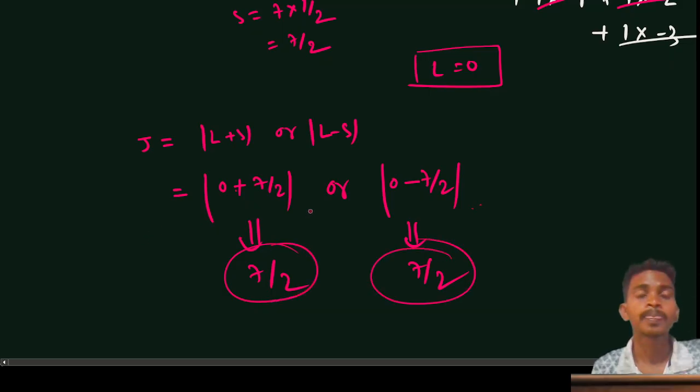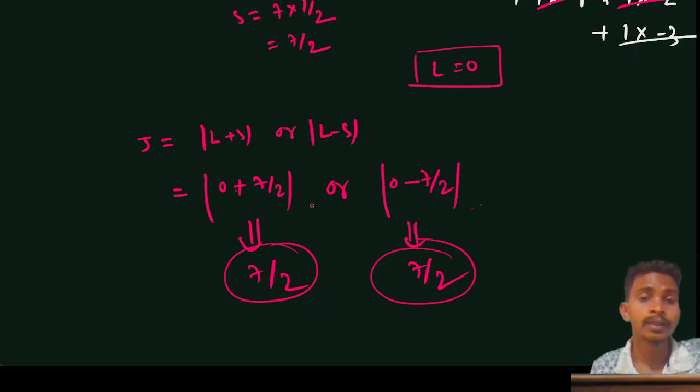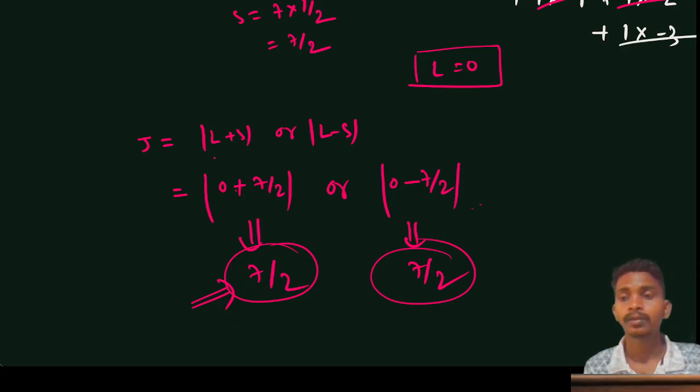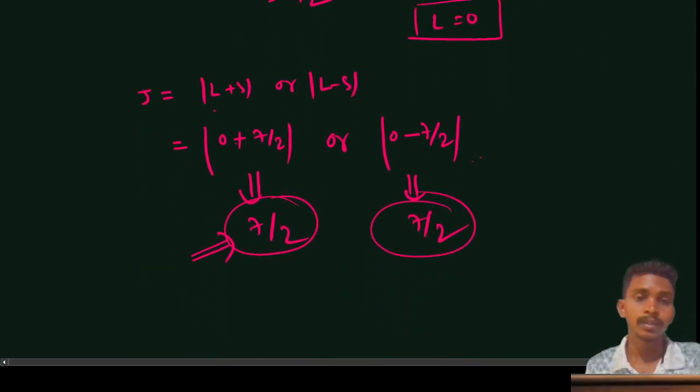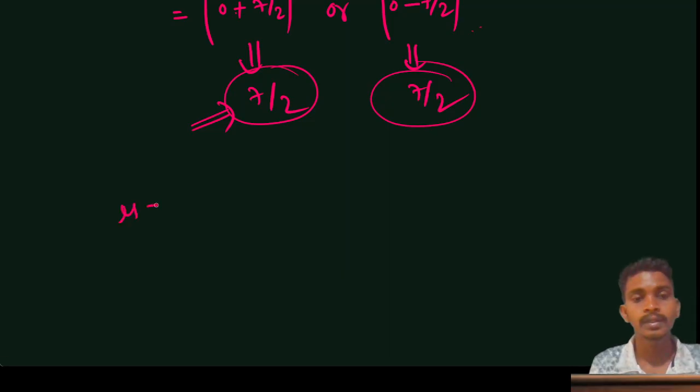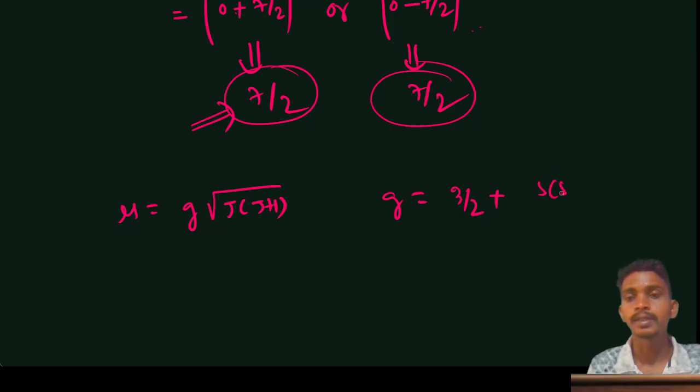So for the case where all are half filled, only one J value will come. So here there is nothing like L plus or L minus, there will be no confusion, because only one value will come. So we will get the J value here. After that we can calculate the magnetic moment, that is G root over of J into J plus 1. And this J is 3 upon 2 plus S plus 1.